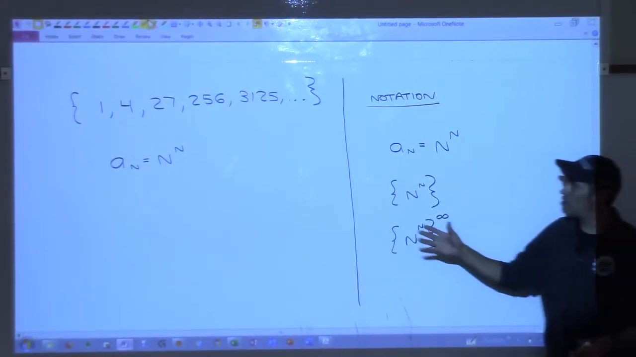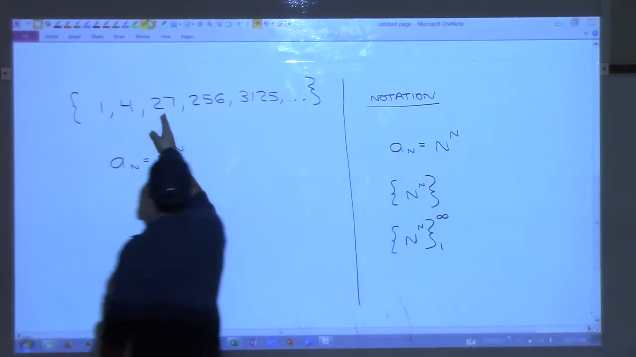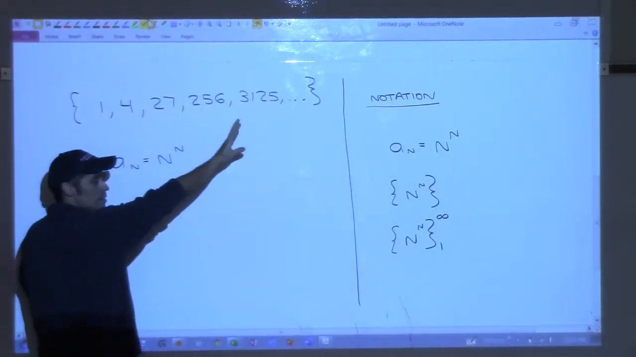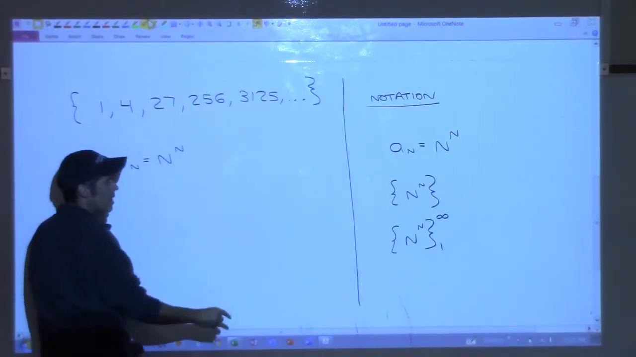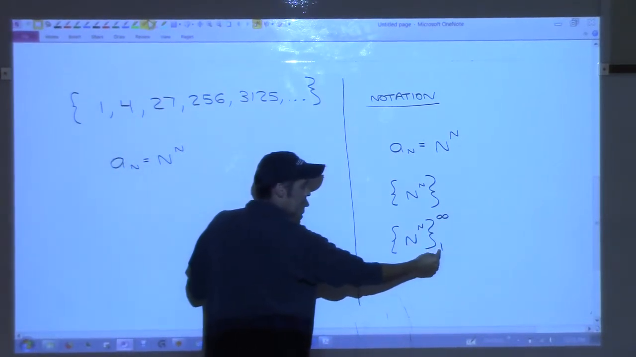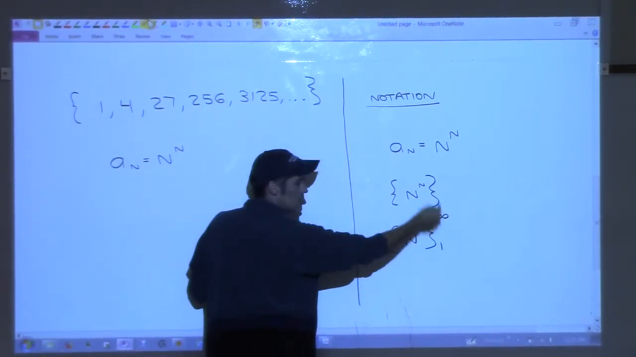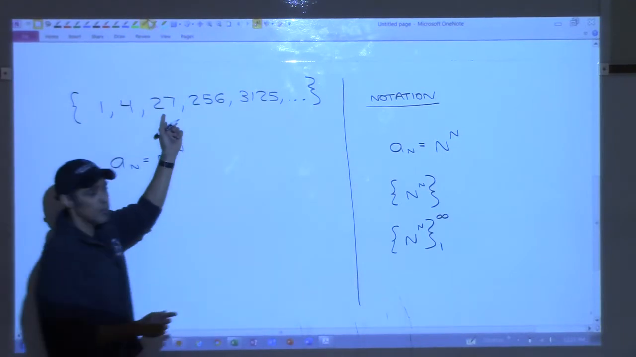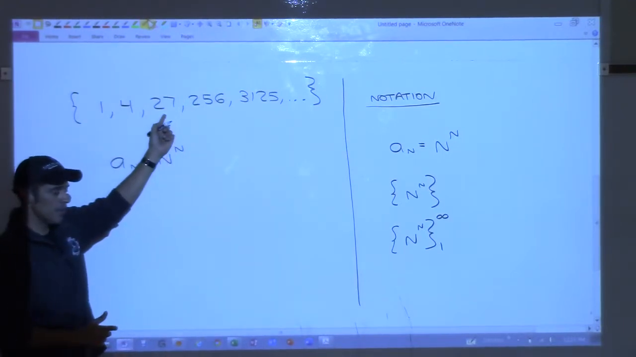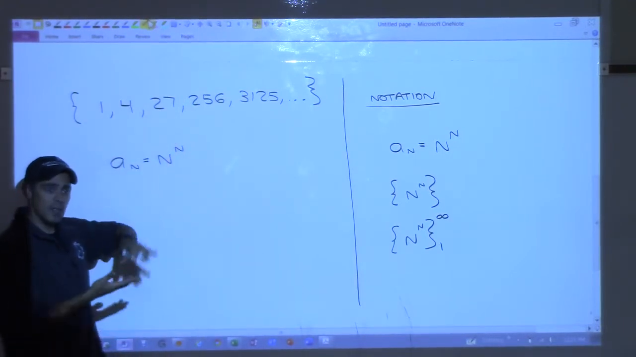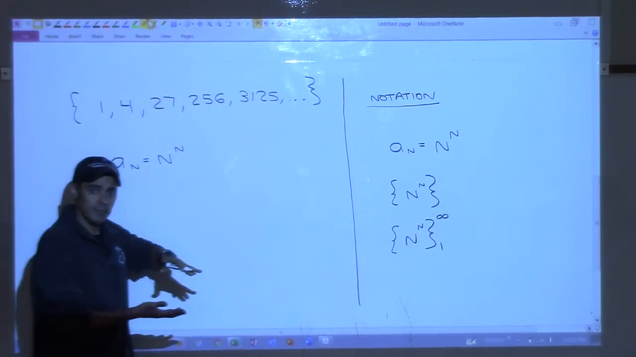So let's say I wanted to start this sequence here at 27, right? And then go on forever. Then what I would do is I would write this and then put what here? 3 to infinity, right? 3 because my third one is the 27. Okay, so that notation just gives you a starting and an ending.